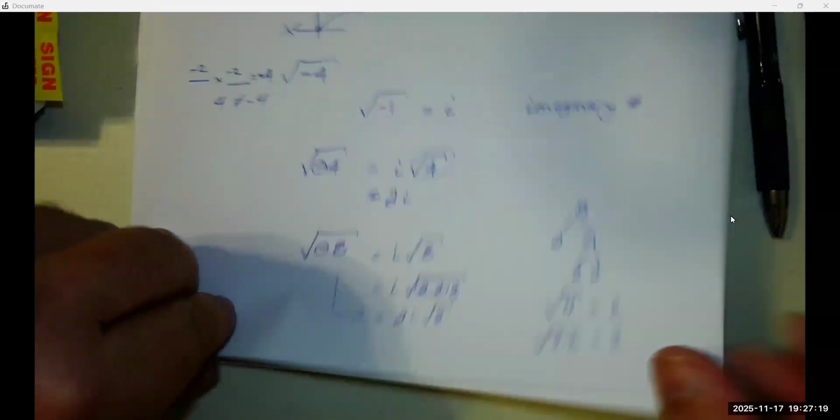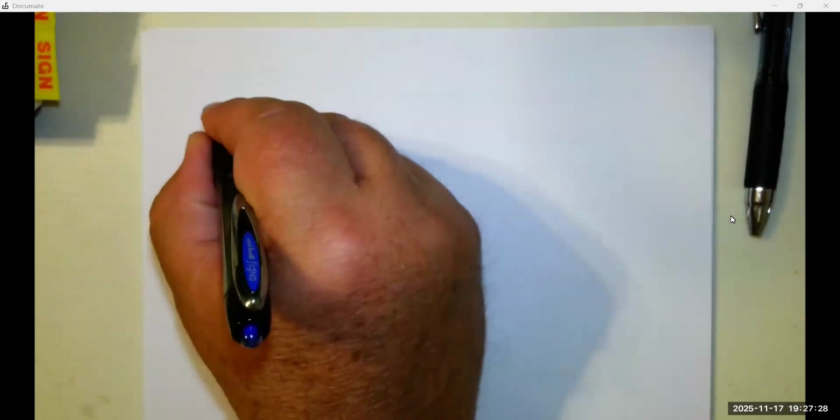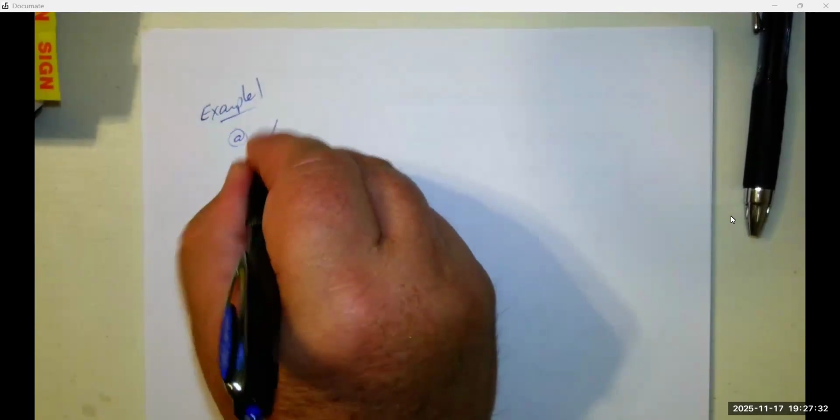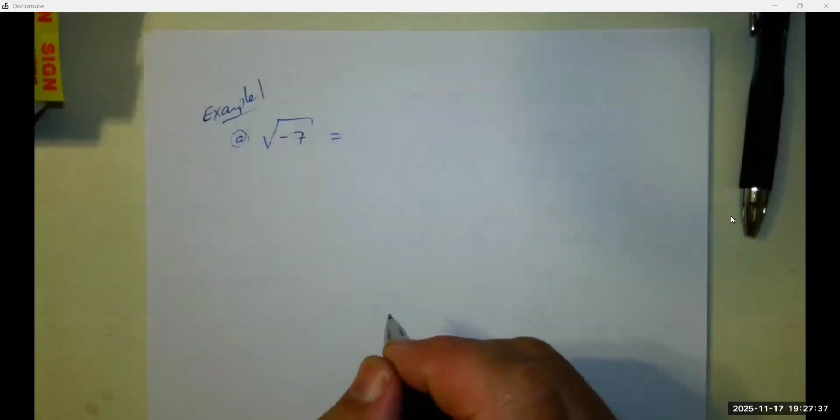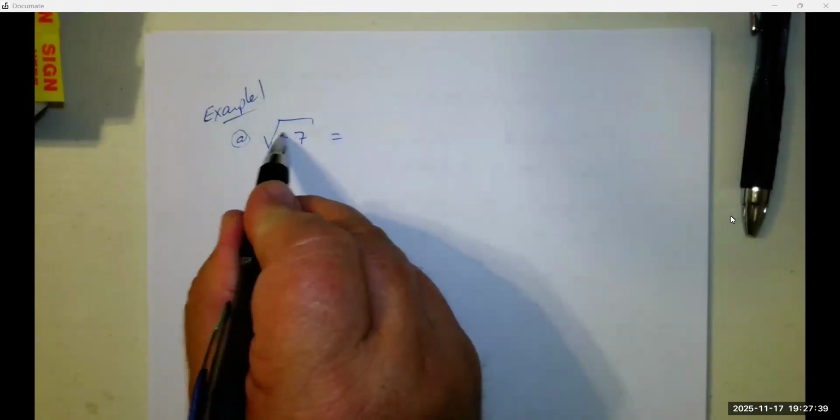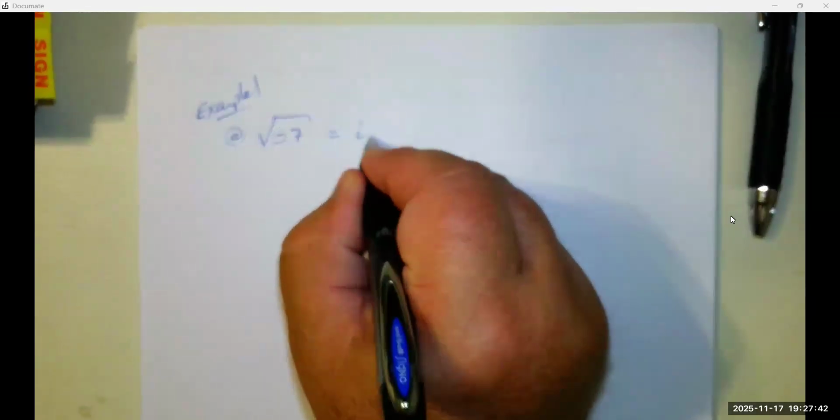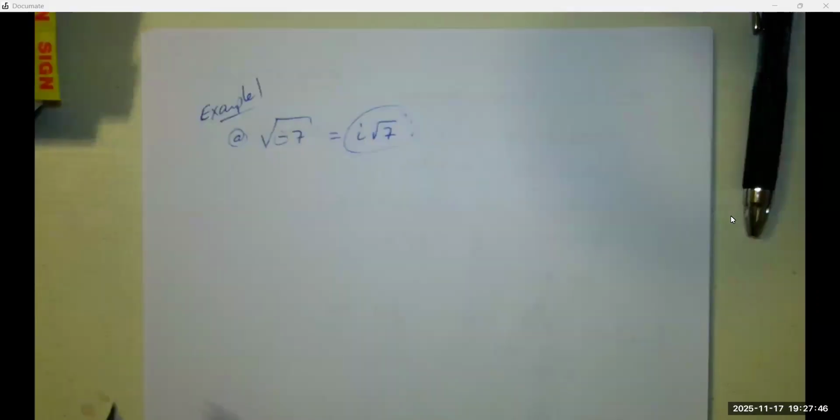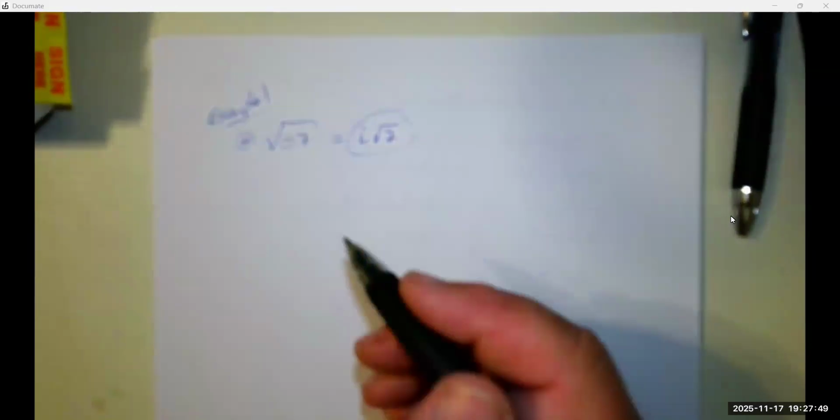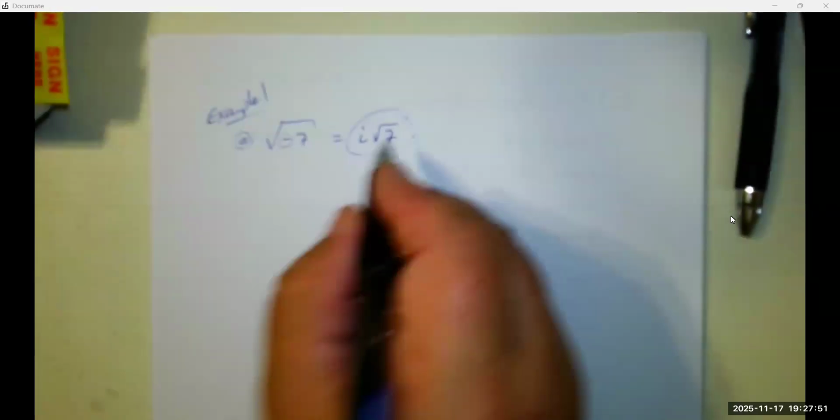All right. So let's now look at what we can do with this. It sounds like an easy concept, but again, they make it hard for us. Example 1a. The square root of negative 7. If I give you that, again, you have a negative square root inside there, so it's an i. Square root of 7. As far as you can go, that's your answer. Because you can't do the square root of 7. It's not a perfect square.